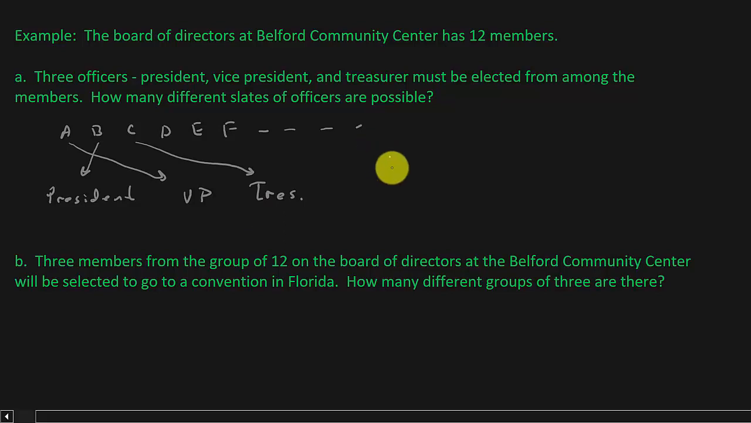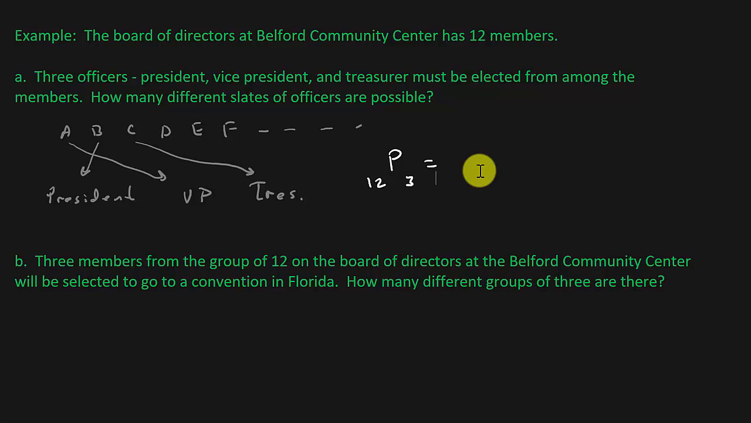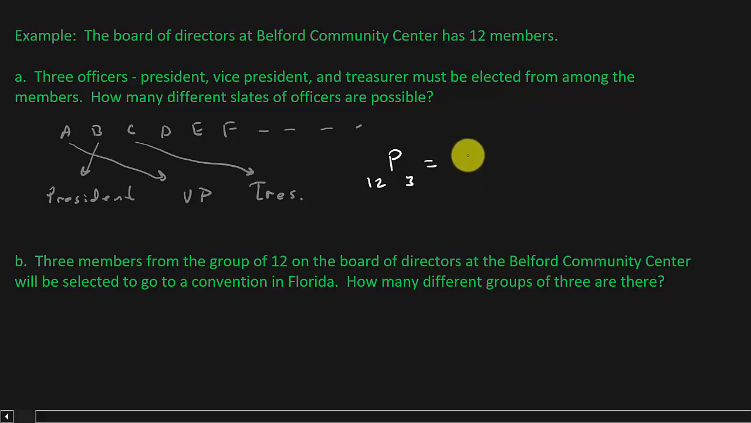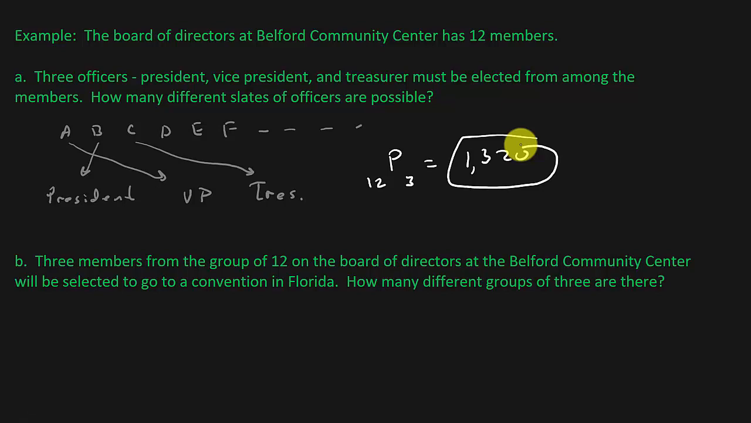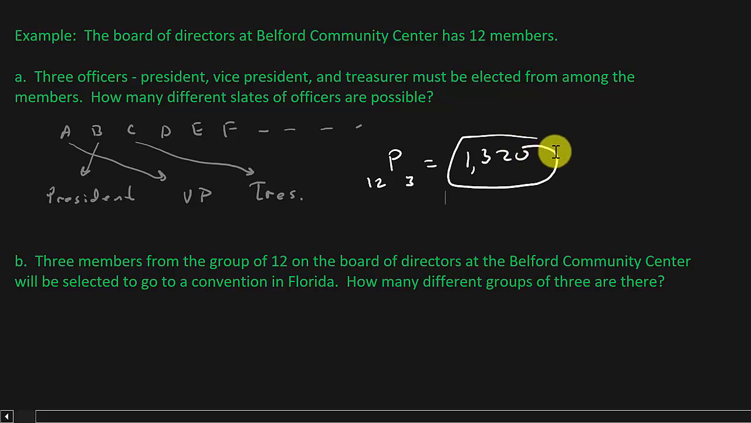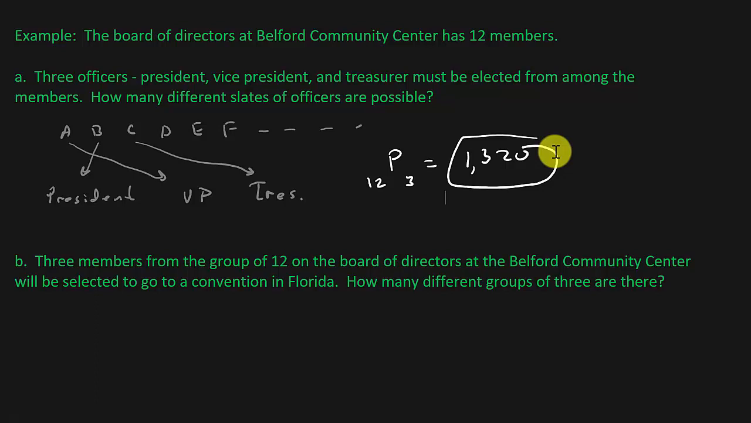This is permutation, 12 total members, and I'm choosing how many? 3. And I'm not going to write out the formula for this one. I'm just going to plug it into my calculator. So 12 permutation 3, that would be 1,320 different possible ways, different slates of officers possible. All right, so now we got 3 members from the group of 12 on the board of directors at the Belford Community Center will be selected to go to a convention in Florida. How many different groups of 3 are there?